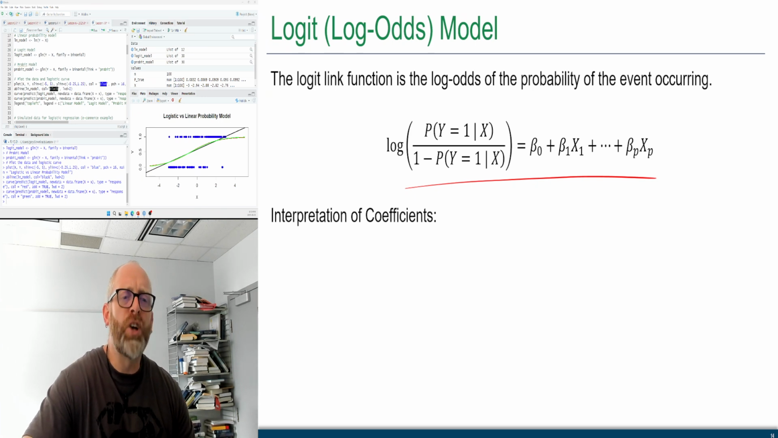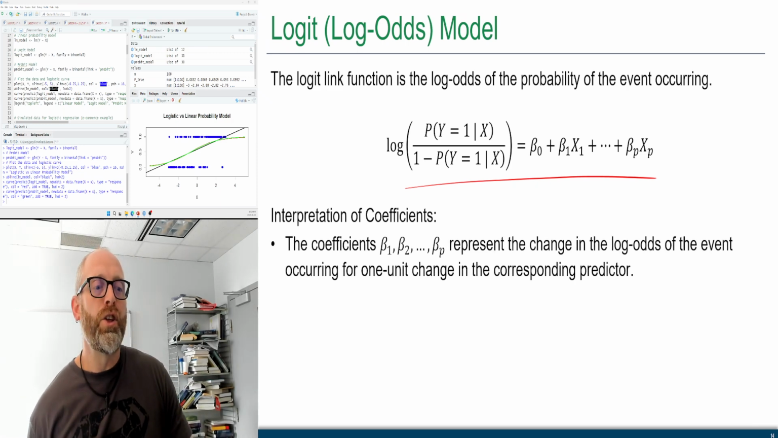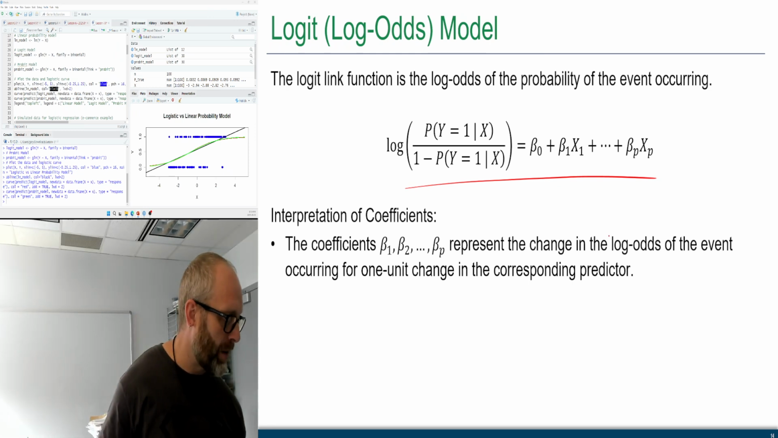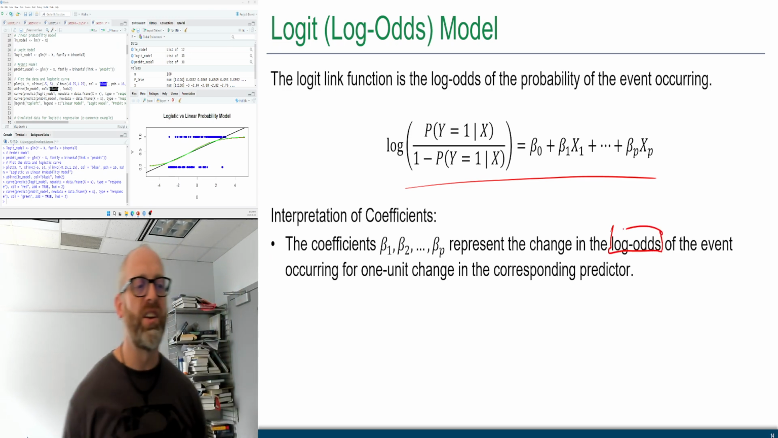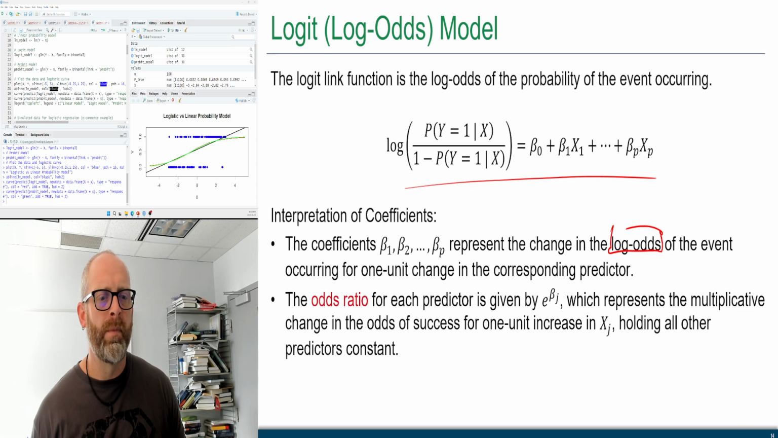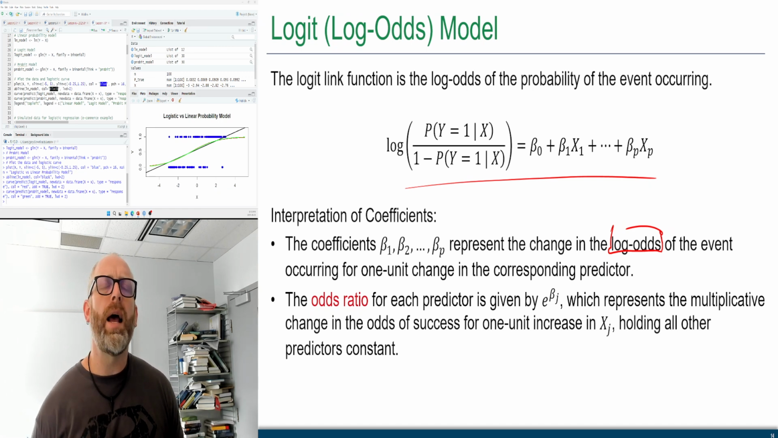All right. Now, interpreting the coefficients. This is the key part here. The coefficients beta 1, beta 2, all the way up to beta p represent the change in the log odds. It's not the change in the odds, it's the change in the log odds of the event occurring for a 1 unit change in the corresponding predictor. Same as before when we were dealing with Poisson, this becomes a pain to try to interpret. So if I increase one of these values of x by 1, what changes? Well, its respective beta. Well, what does that mean? Well, that's just the log of the odds changing.